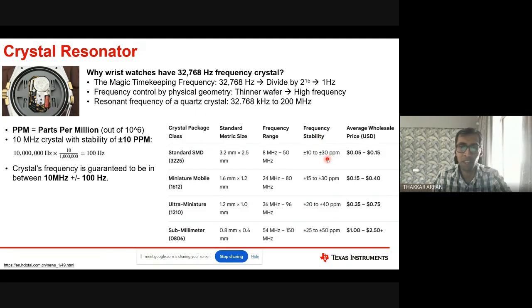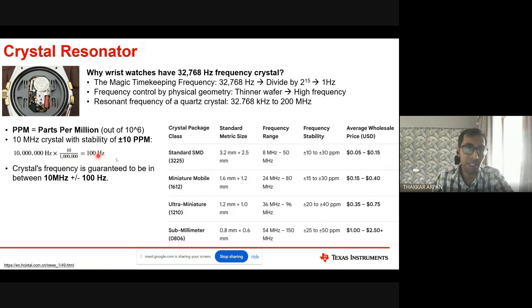Let me define it first. ppm is nothing but parts per million. Take a 10 megahertz crystal, and we say that it has a stability of plus or minus 10 ppm. So what does that mean? First of all, the frequency you have to take is 10 megahertz. Then parts per million means 10 ppm, so 10 out of 10 raised to 6. That means it is 100 hertz. So what does that mean?